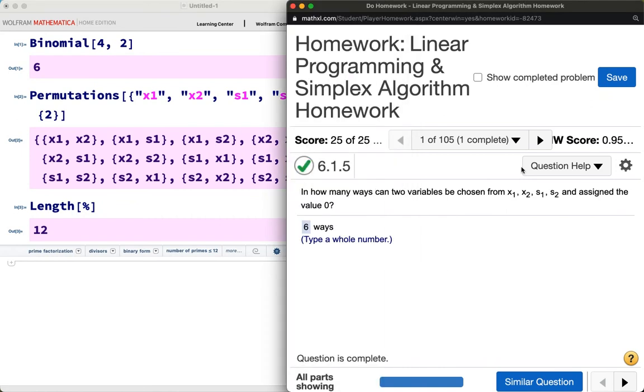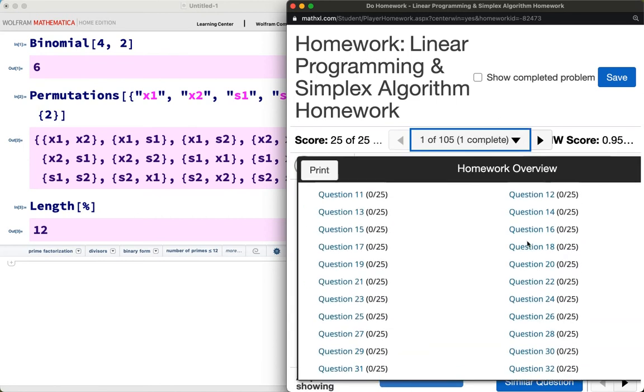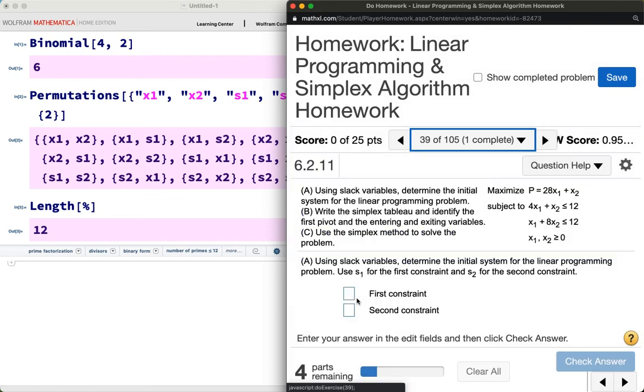Okay, a student in the class asked me about problem number 39. Let's look at problem 39. Using slack variables, determine the initial system for the linear programming problem. That's part A. Part B is write the simplex tableau and identify the first pivot and the entering and exiting variables. Part C, use the simplex method to solve the problem.